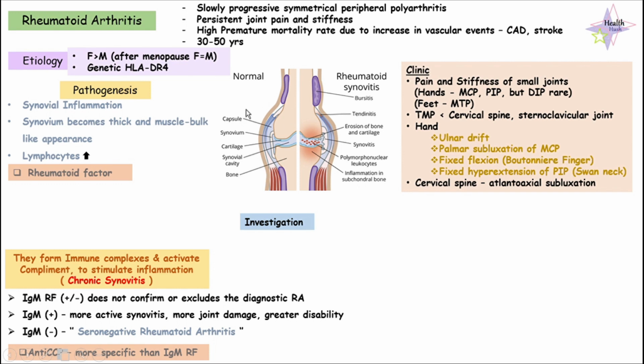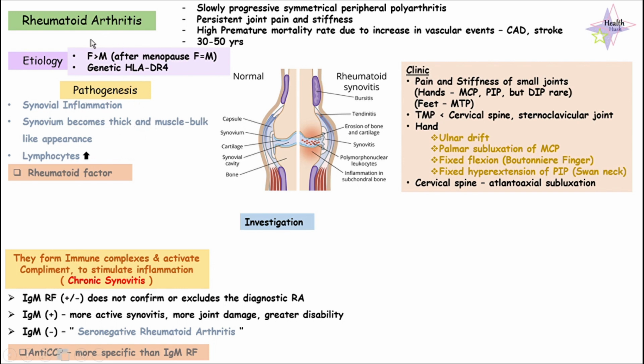So, in the normal side of the joint, we can recall the anatomy. We have the joint capsule, which is made up of two layers, the fibrous layer and then the synovial layer. Then in between we have the joint cavity, which is filled with synovial fluid, and then we have the articular cartilages. And this side is the affected joint with rheumatoid arthritis. Let's look into the pathogenesis.